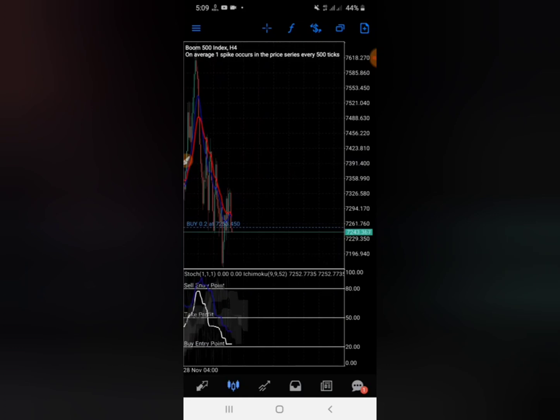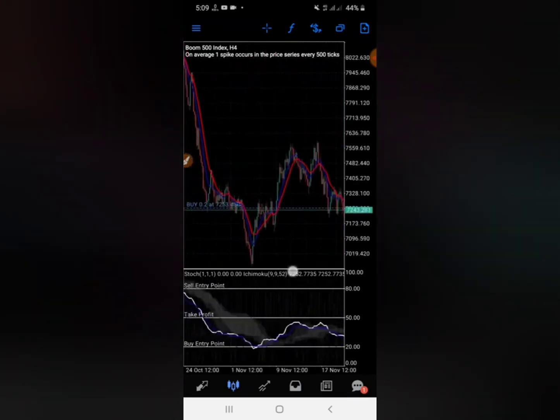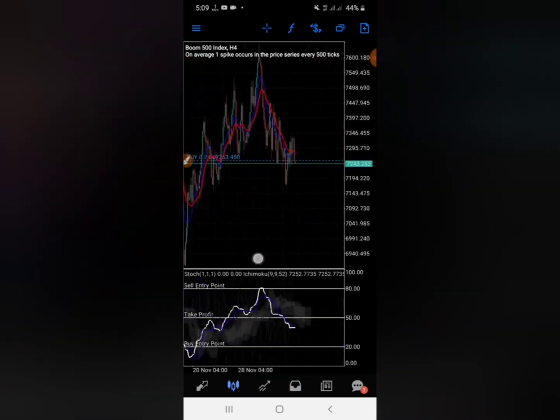You can also use this strategy to trade the step index markets on the 1 minute time frame. So it's basically that simple.